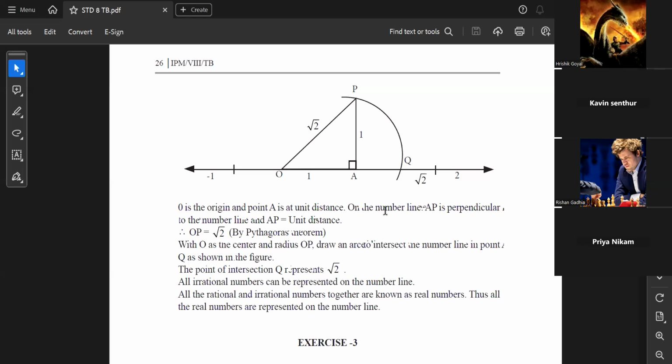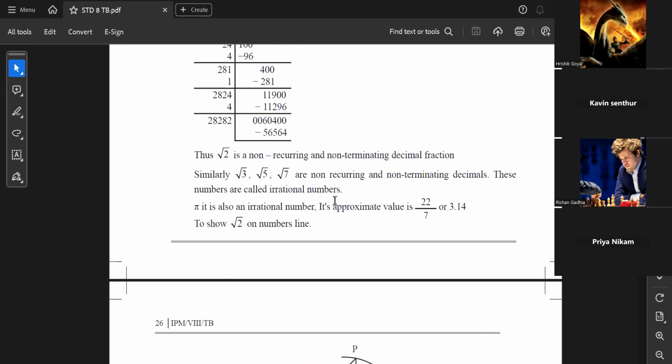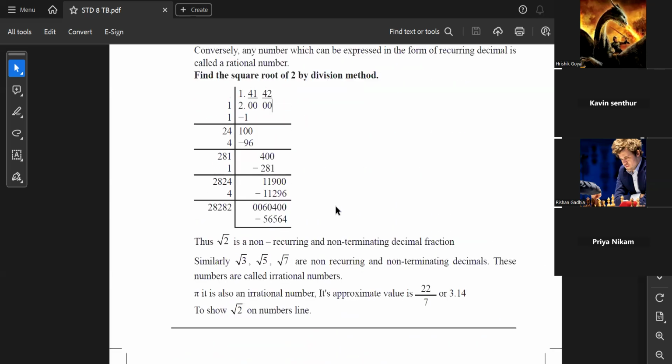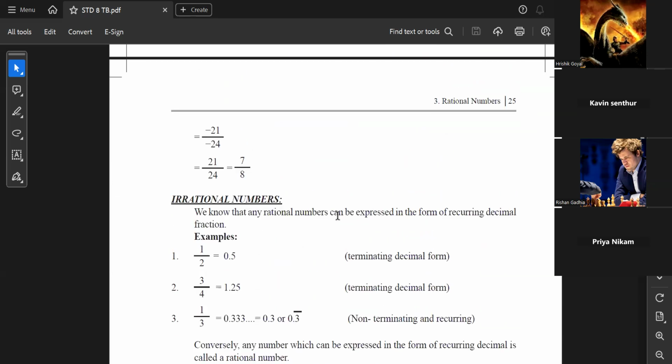Acha. Sir, and one more doubt. Sir, if you scroll up, can you scroll a little up? Sir, a little more.